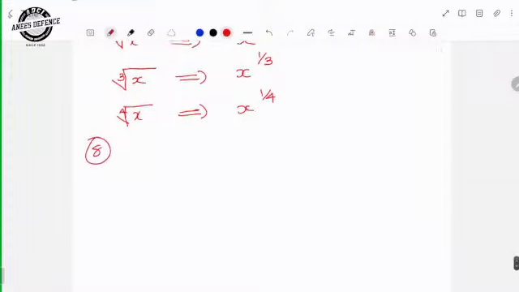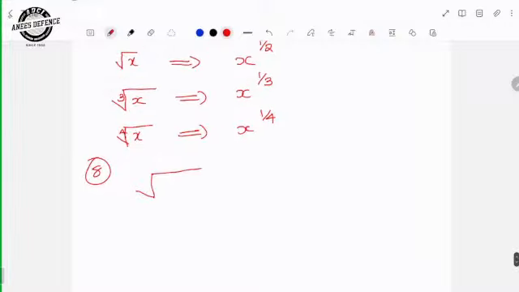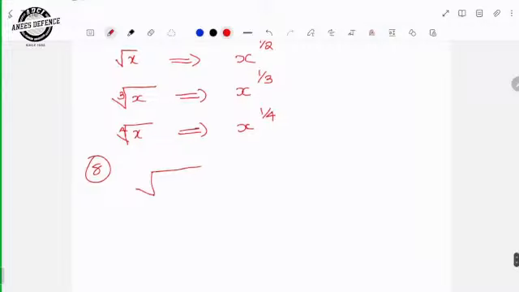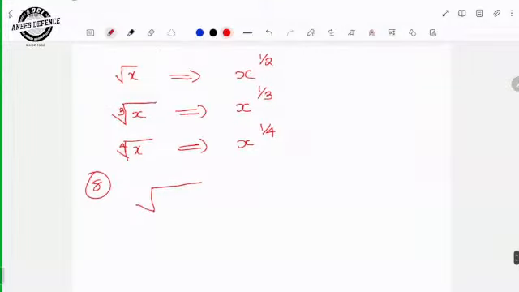I will write the eighth one. Nth root, square root, cube root, fourth root, fifth root. Like that we can say nth root. For example, nth root of x means x raised to 1 by n.